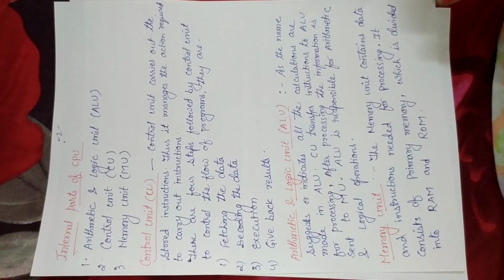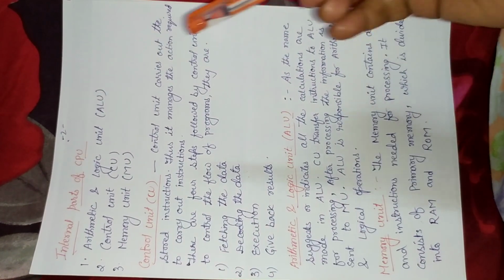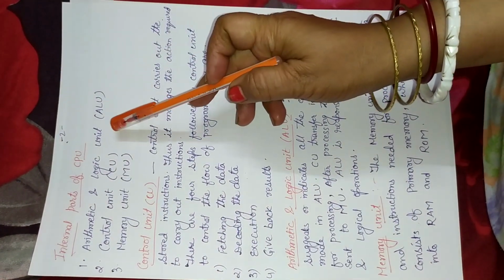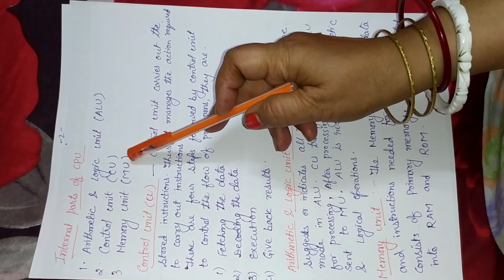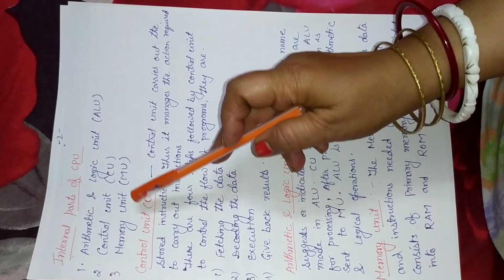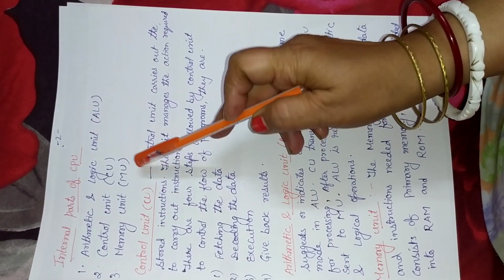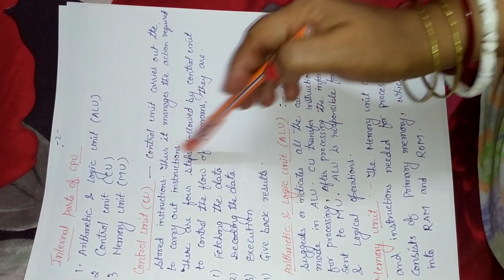Internal parts of CPU. CPU is divided into three parts. First one is arithmetic and logic unit, that is ALU. Second is control unit, that is CU. Third one is memory unit, that is MU. What are the functions of these parts?